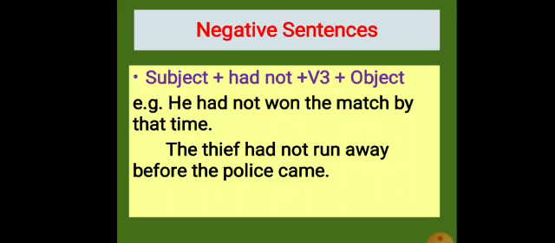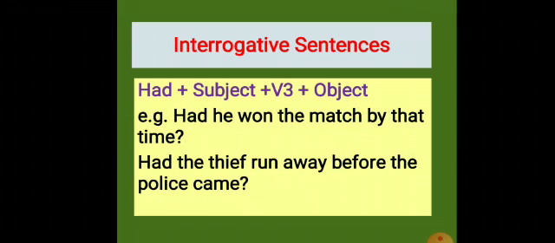Again, how to make negative sentence? We have to add not, rest the rule remains same, the structure of the sentence remains same, subject, had not, third form of verb and object. Now how to frame interrogative in past perfect? Again, we'll write helping verb which is had before the subject and then third form of verb and then object. Had he won the match by that time, or had the thief run away before the police came? Again, put question mark when you frame an interrogative sentence.